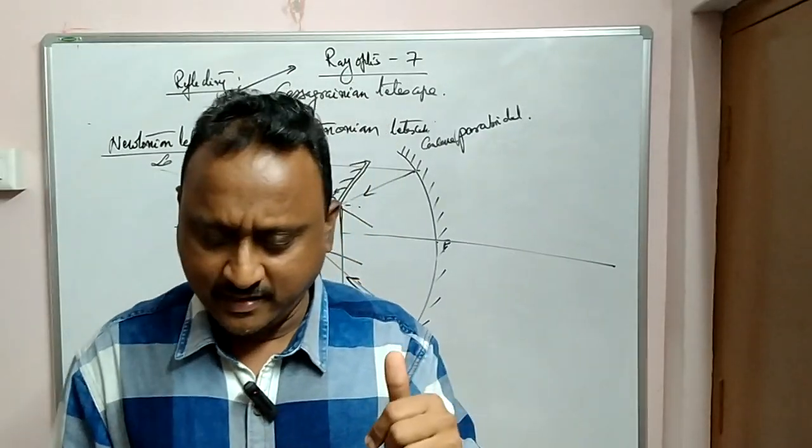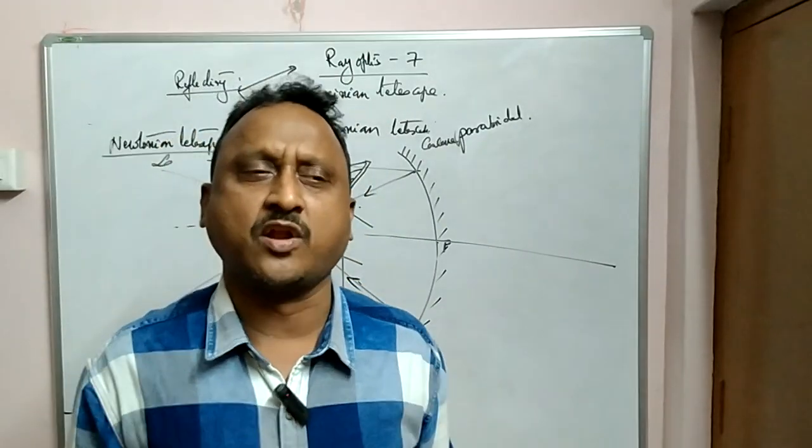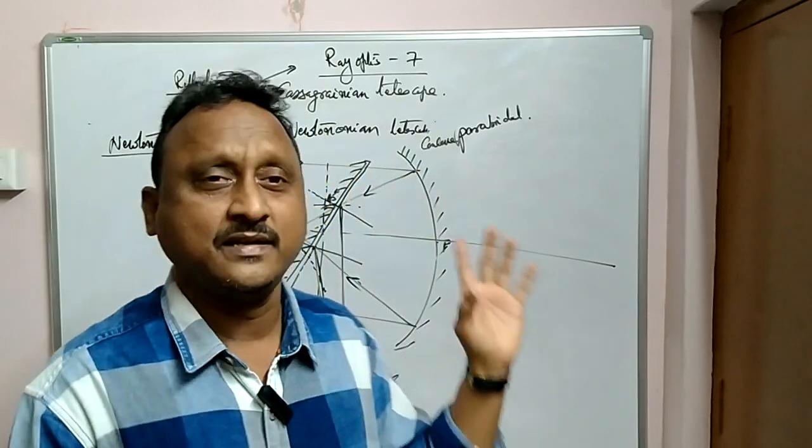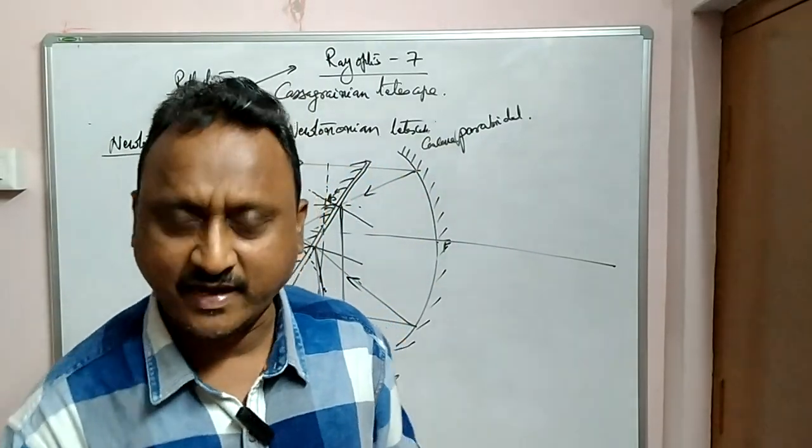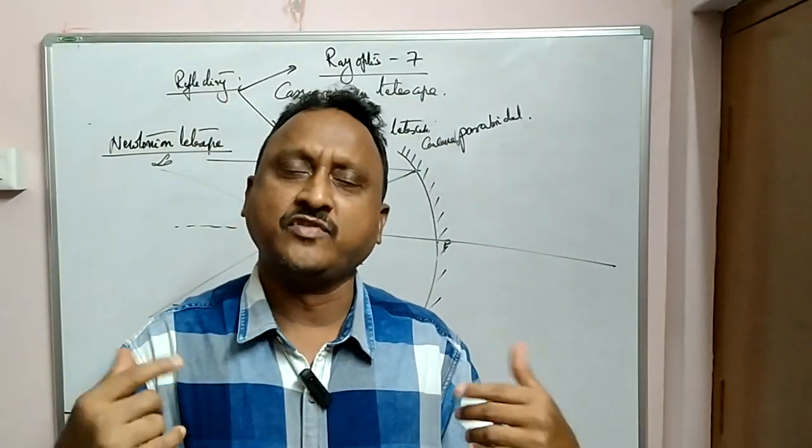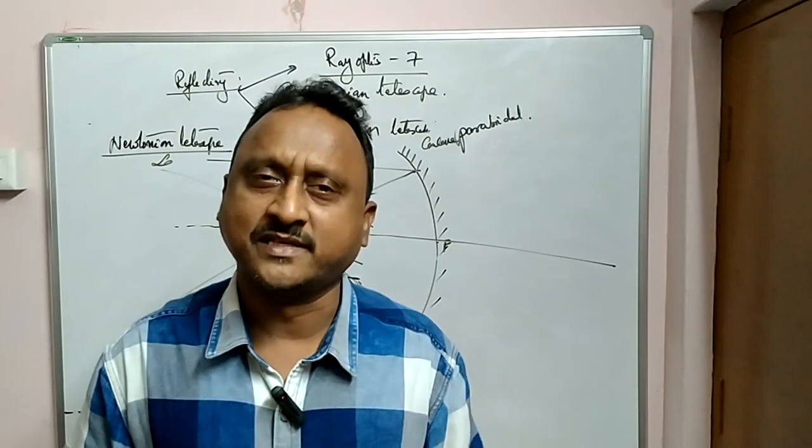Okay, and this is the end of the ray optics and optical instruments part 7, and again we will be meeting in our next chapter, that is physical optics or wave optics. Okay, right.